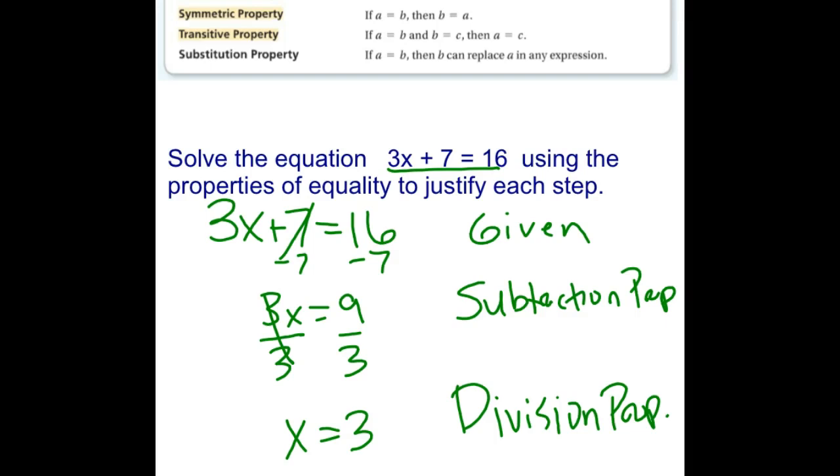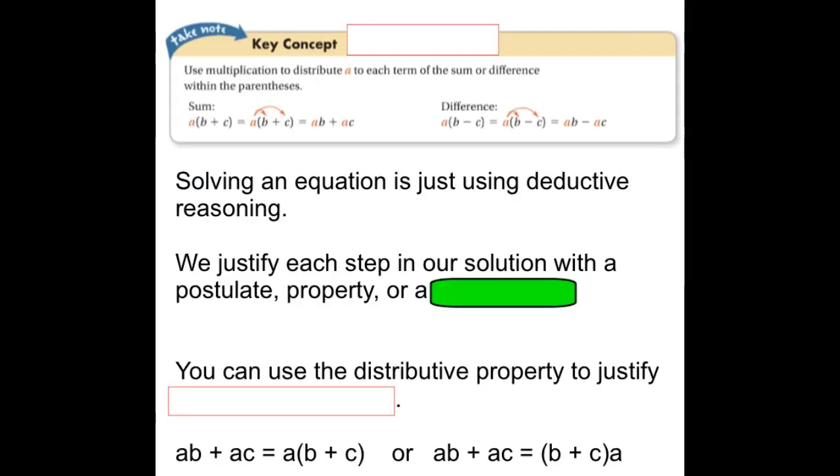Now these aren't the only properties that we use. These are the properties of equality, but we have a few more properties. I'm going to jump through some of this stuff pretty quick. This next part is the distributive property. You use this all the time. It allows us to distribute a coefficient through parentheses. And so this comes in handy when we're simplifying or doing stuff like that.